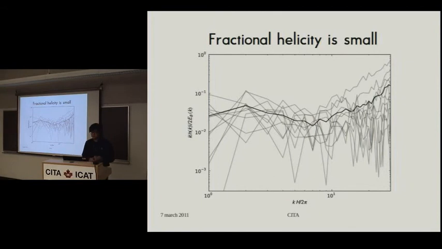So the total fractional helicity is relatively small, and that's important because it means that the constraints placed on the evolution of the MRI and the turbulence of the disk are not very strong. The total amount of helicity is never very large at any scale, whether the small scale or the large.